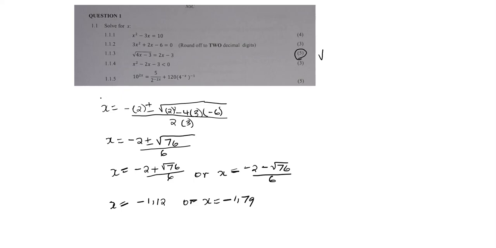We are having the square root of 4x minus 3. This is 1.1.4. I meant to say 1.1.3, sorry. This is the square root of 4x minus 3 all equal to 2x minus 3. So we are supposed to solve this problem. So such a problem, already the steps are simple.